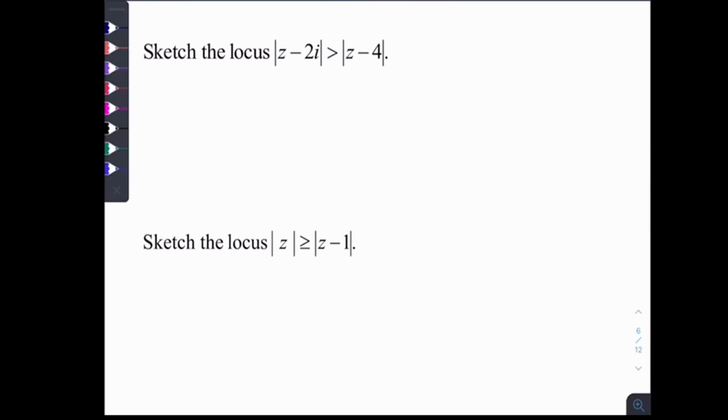Next, for the perpendicular bisector, there's also inequality. It's either more than or less than. It depends on the question. So now, let's say we want to sketch this.